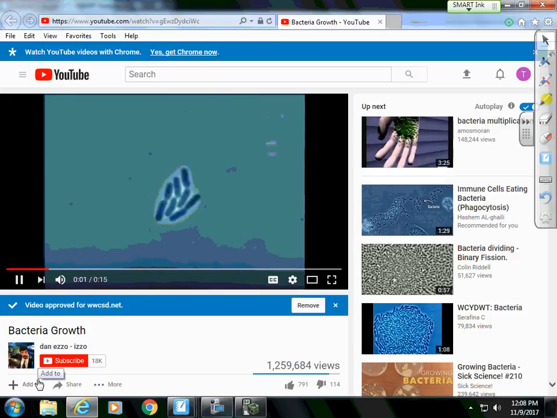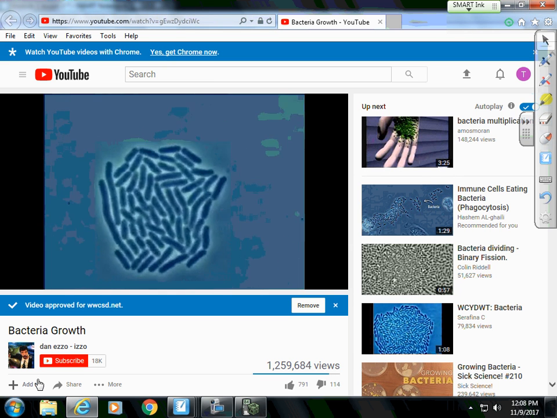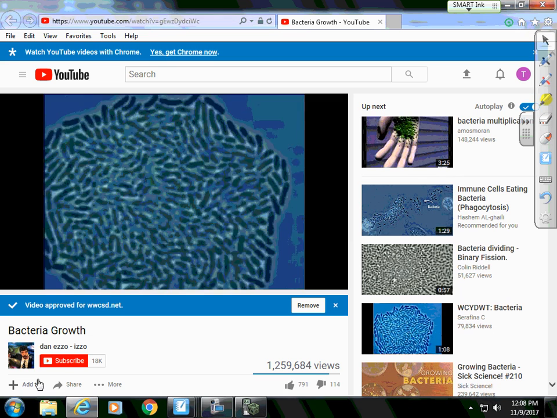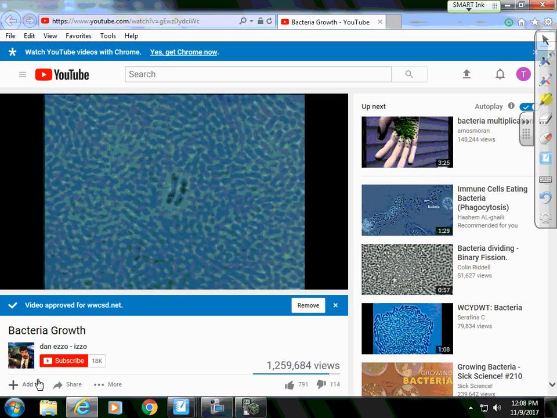Bacteria reproduce very simply and rapidly by doubling their contents and splitting in two. Just one bacteria, dividing every 20 minutes, could produce nearly 5,000 billion bacteria in one day.